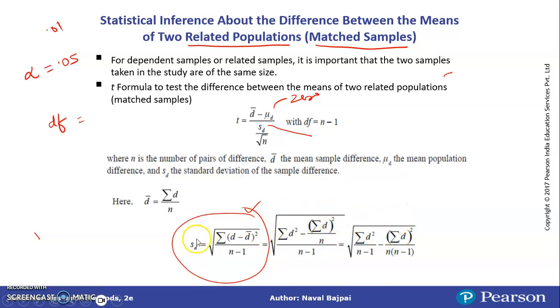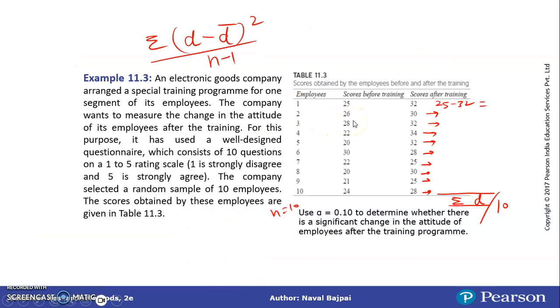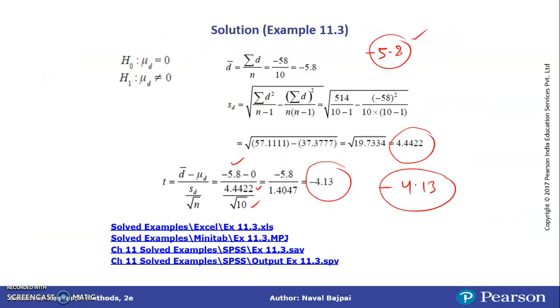These are the shortcut formulas. This is the main formula. And we have to calculate the degree of freedom, n minus 1. So the t value we can calculate by plugging in the d bar, SD and n, and the degree of freedom by n minus 1. So let's quickly have a look at that question. You should have read the question by now. Let me go to the calculations part.